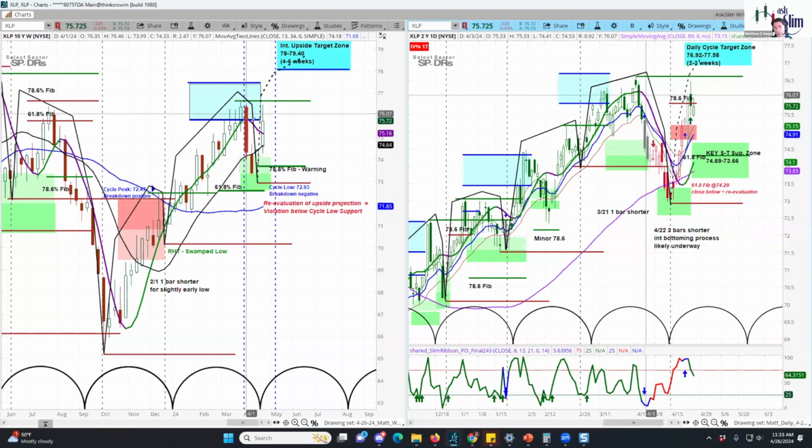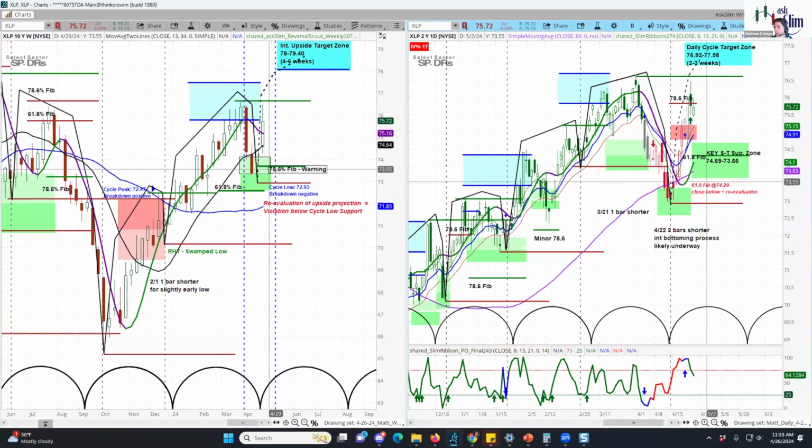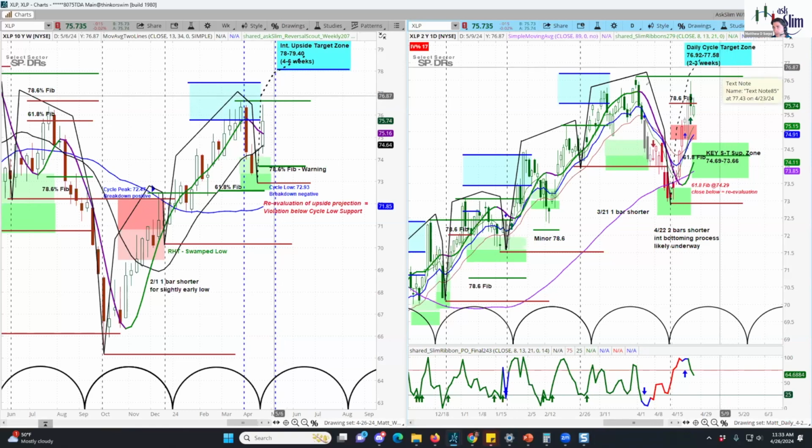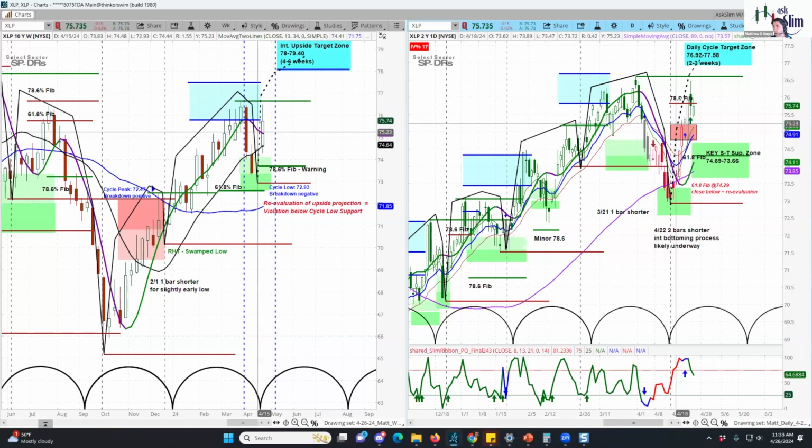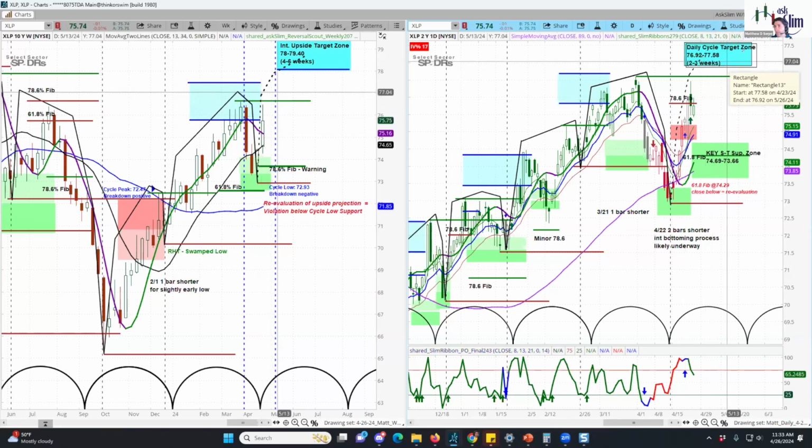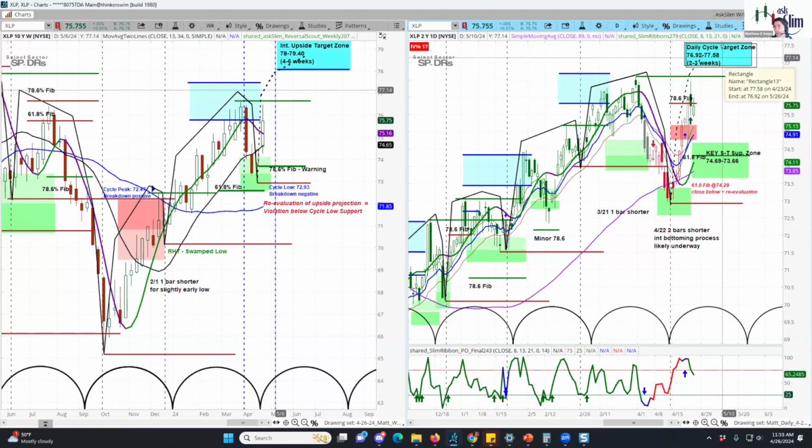And really what we'd be looking for now is for the intermediate reversal scout to turn up to suggest that that next leg higher is underway. Now let's look at our key levels in terms of target zones and reevaluations. Although I'm focused on the 4 to 6 week outlook, I am also looking at the daily cycle target zone here. So over the next 2 to 3 weeks, based on this current pattern, we were projecting out to about 76.92 to 77.58. There's a fib confluence up in that area.